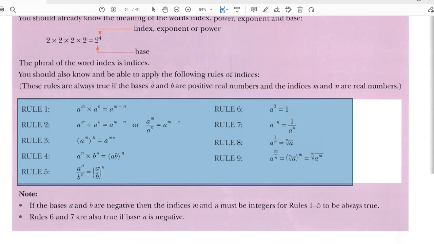Now focus on rule number 4. a to the power n into b to the power n is equal to (ab) whole power n. Or you can say, if you read from right to left, (ab) to the power n is equal to a to the power n into b to the power n.